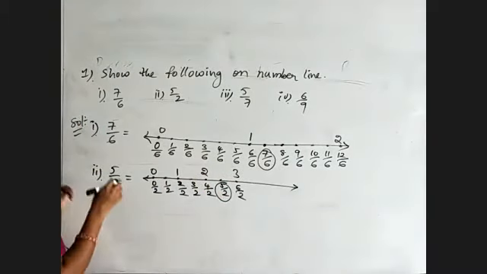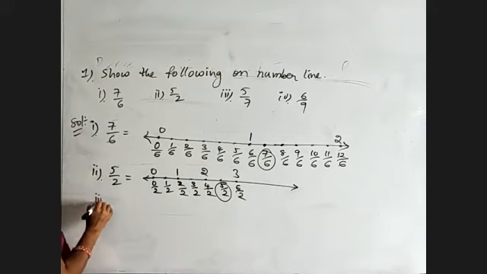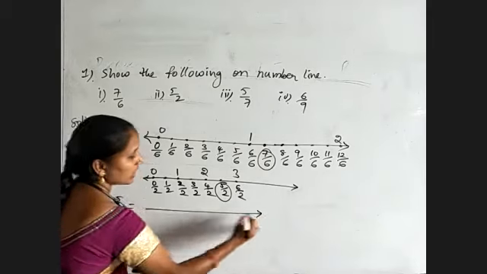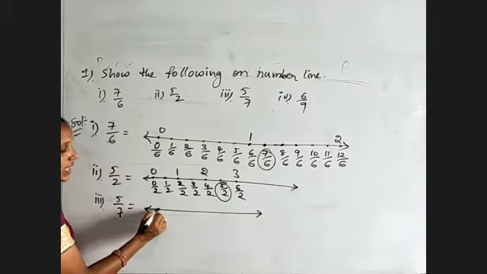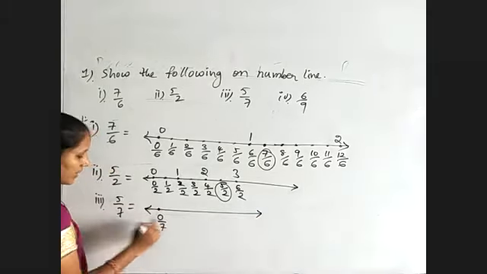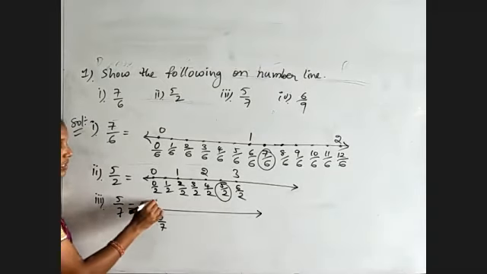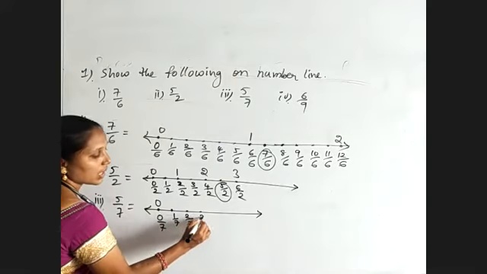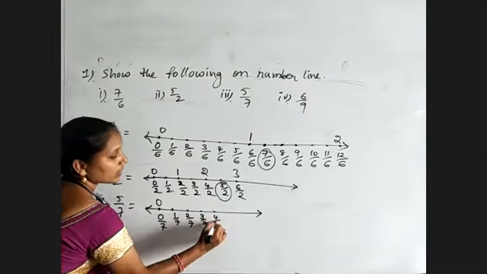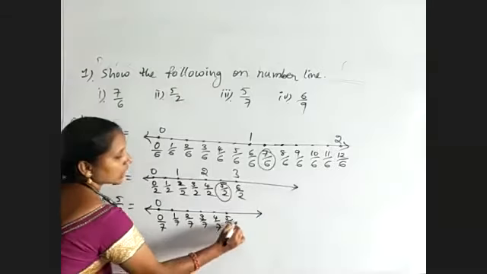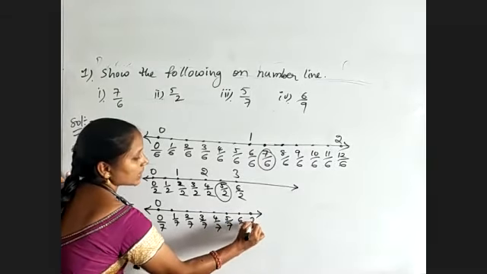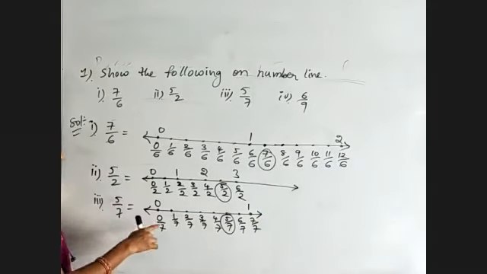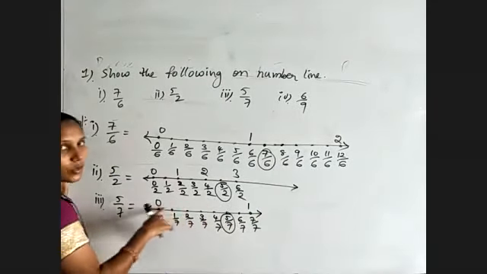That's all. And now coming to the third problem, 5/7. 5/7 is a proper fraction. So it is lying before 1 only. That is 0. 0/7, because it is divided into 7 equal parts. So 0, 1/7, 2/7, 3/7, 4/7, 5/7, 6/7, 7/7. 7/7 is 1. 5/7 is the value we needed. Because it is a proper fraction, it is lying between 0 and 1.